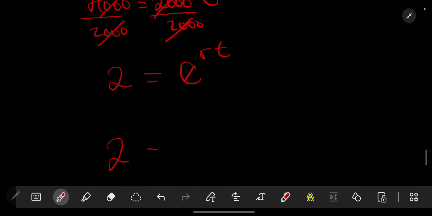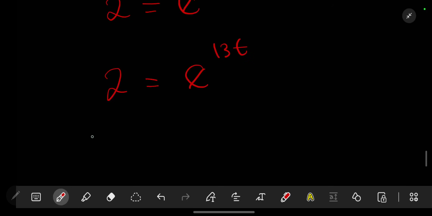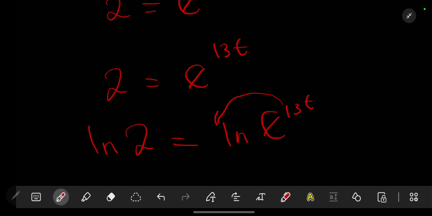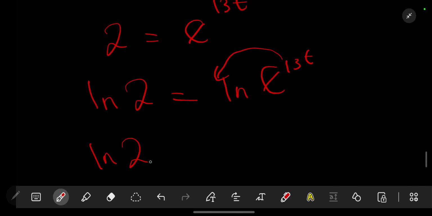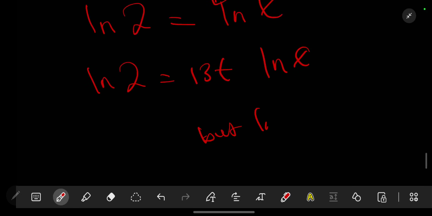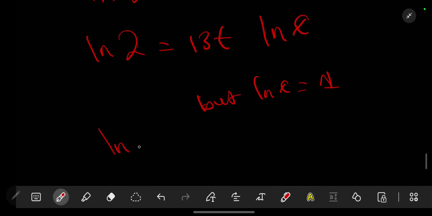So we have our 2 should be equal to e to the power 13t, like that. Then introduce the ln on both sides. So the ln of 2 should be equal to the ln of e to the power 13t. Drop the 13t, so we have the ln of 2 should be equal to 13t ln of e. We know that the ln of e is equal to 1. So this gives us the ln of 2.